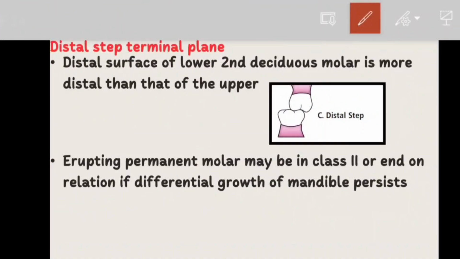Here the distal step terminal molar. So here the distal step of the lower second deciduous molar is more distal than that of the upper. So the erupting permanent molar may be in Class 2 or end-on relation if differential growth of the mandible persists.